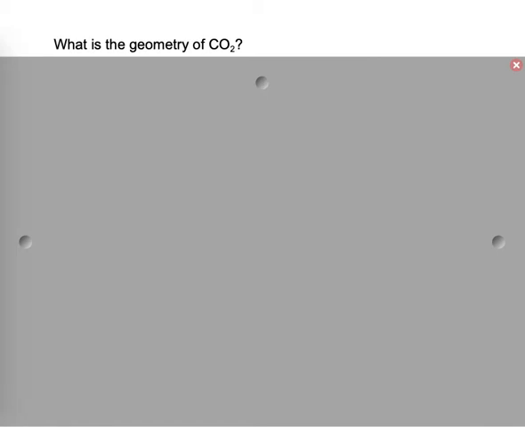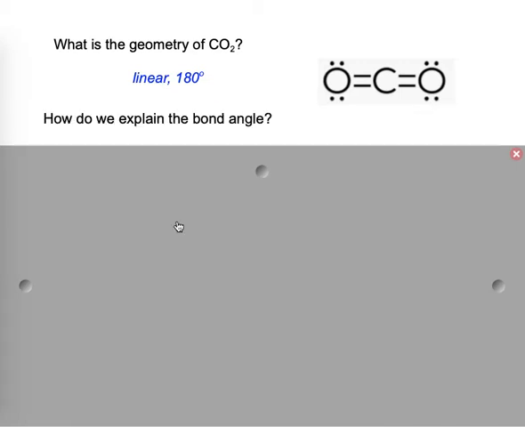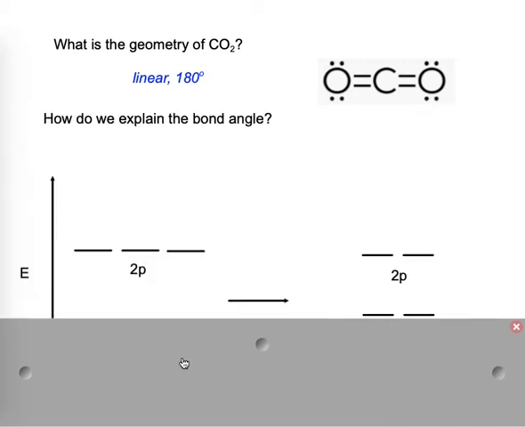Finally, let's move to carbon dioxide. What's the geometry of carbon dioxide? Of course, it's linear. It has a bond angle of 180 degrees. How do we explain the bond angle? Once again, we're going to use hybridization.